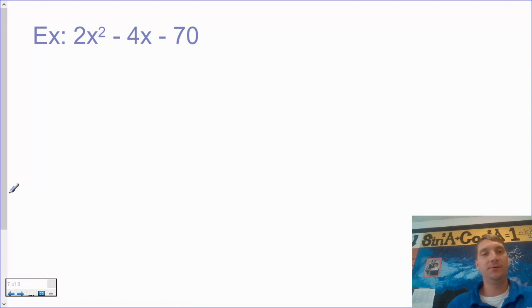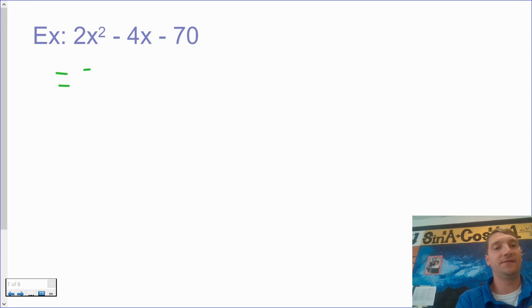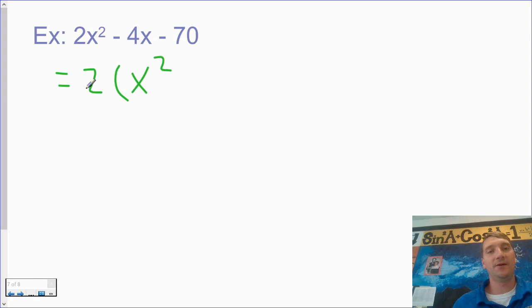Now this one you can look at and you can tell that my leading coefficient is not 1. But one thing I want to point out is you always want to look for a GCF first, and this does have a GCF, so I can factor out a GCF of 2. So if I've got this 2x squared and I divide it by 2, that'll just give me an x squared. If I've got this negative 4x divided by that 2, that'll give me a negative 2x. If I've got that negative 70 divided by 2, that's going to give me a negative 35.